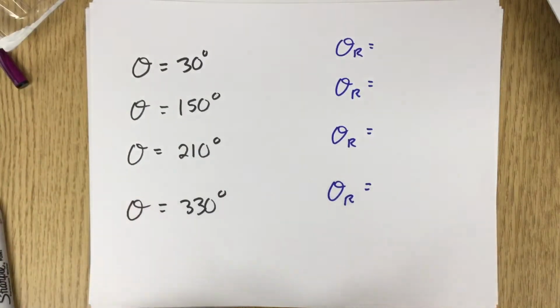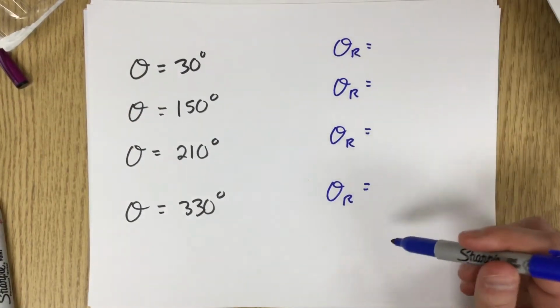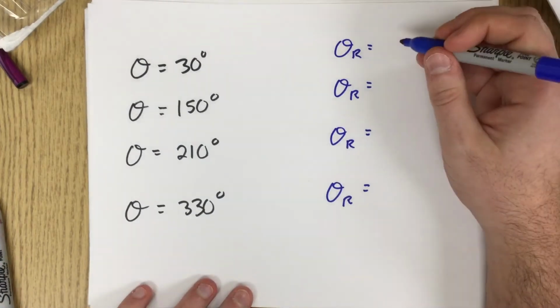So what I've done here is I've picked a couple of angles, not at random: 30, 150, 210, and 330. And I want you to find the related acute angles for all four of those angles. So I'm going to pause the video, see if you could do that one. So presumably you've done that.